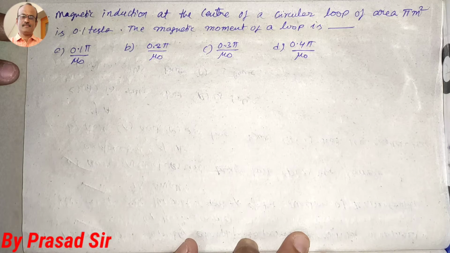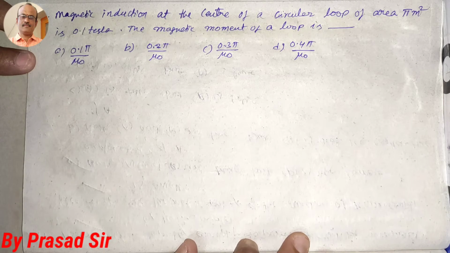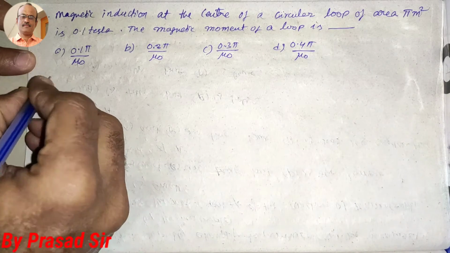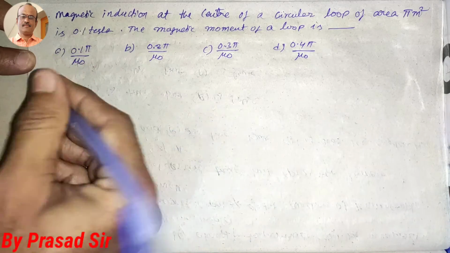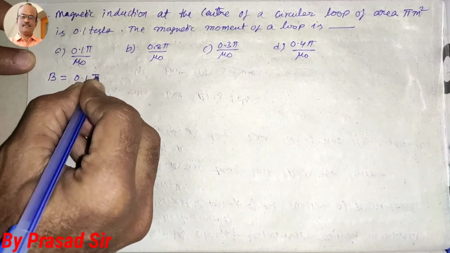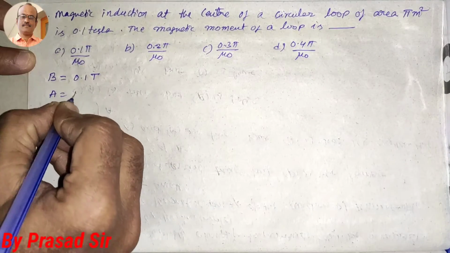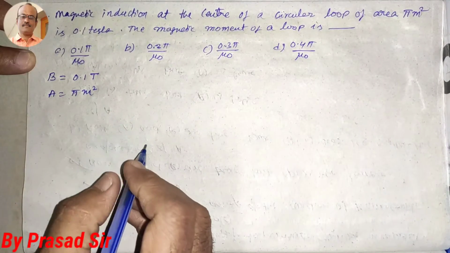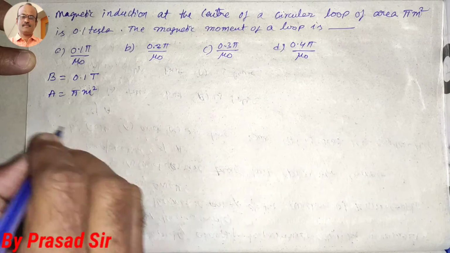Now the question number 33. Magnetic induction at the center of the circular loop of area pi meter square is 0.1 Tesla. The magnetic moment of the loop is how much? Magnetic induction at the center of the circular loop. So here, first of all, magnetic induction at the center of the loop B is equal to 0.1 Tesla, and area is given pi meter square, and magnetic moment of the loop required.